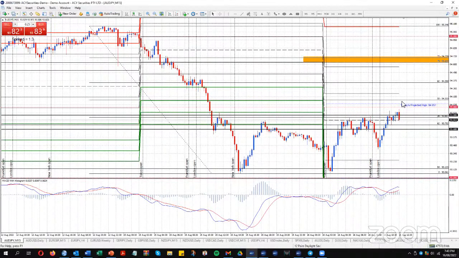All right, Aussie yen still wanting to fail or hold here at the 93.80 broken day support, becoming resistance here. Almost got to the 94 level. Still showing some weakness there.